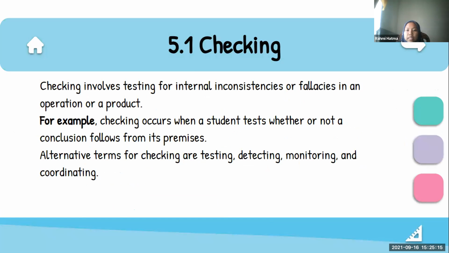Okay, now for the checking. Checking involves testing for internal inconsistencies or fallacies in an operation of a product. For example, checking occurs when a student tests whether or not a conclusion follows from its premise. Alternative terms for checking are testing, detecting, monitoring, and coordinating.